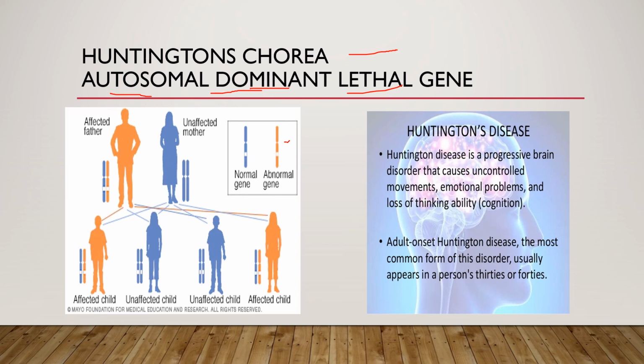And what are the characteristics of this disease? Involuntary jerking of the body, which is not under the control of that person, and degeneration of the nervous system. The nervous system will be degenerated, accompanied by gradual mental and physical deterioration. Patients with this disease usually die between the age of 35 to 40.